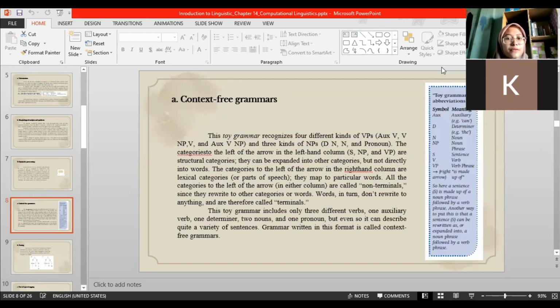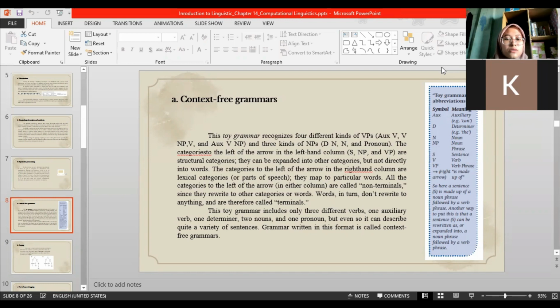A is context-free grammars. The toy grammar recognizes four different kinds of VP: aux V, V, NP, V, and aux V, NP, and three kinds of NPs: det N, N, and pronoun. The categories to the left of the arrow in the left-hand column are structural categories. They can be expanded into other categories, but not directly into words. The categories to the left of the arrow in the right-hand column are lexical categories, or parts of speech. They map to particular words.